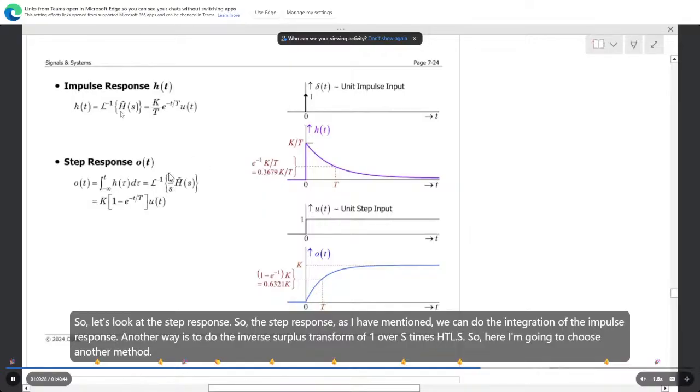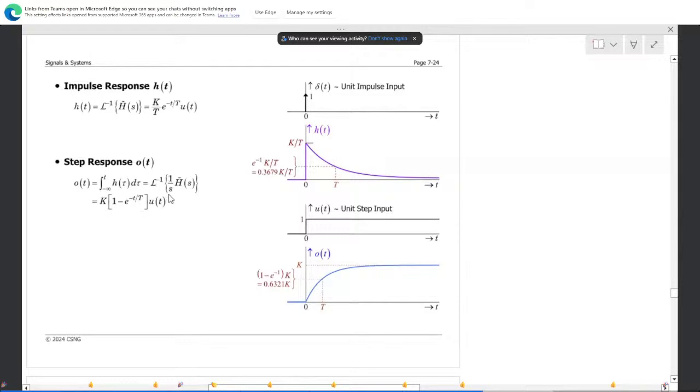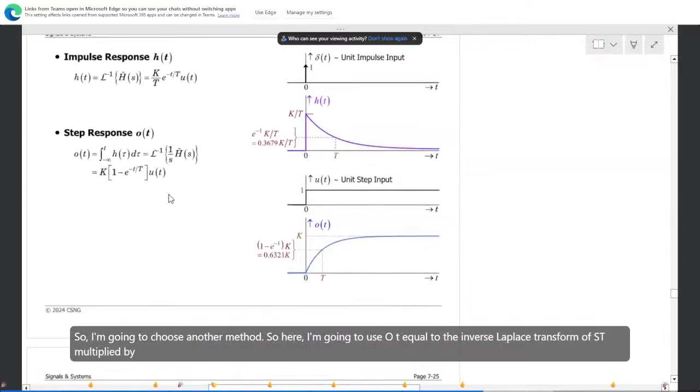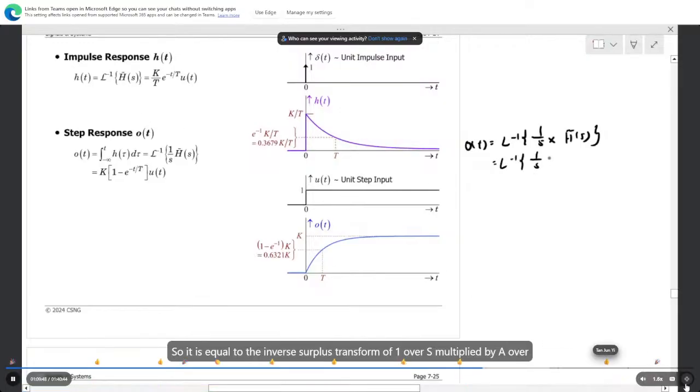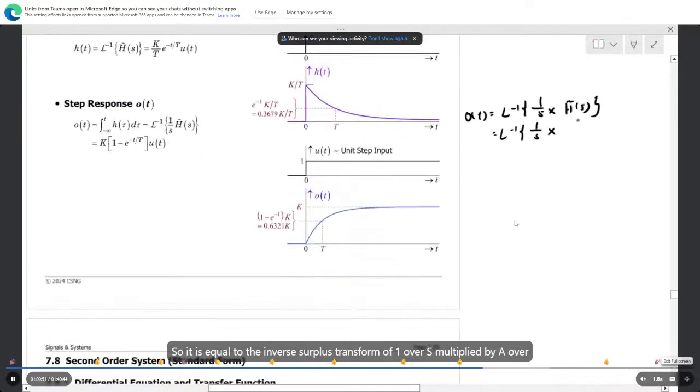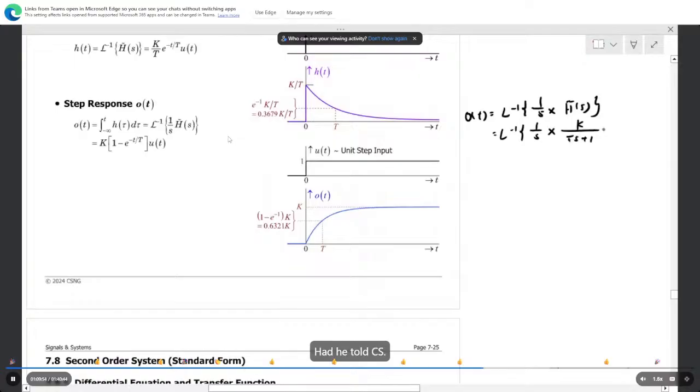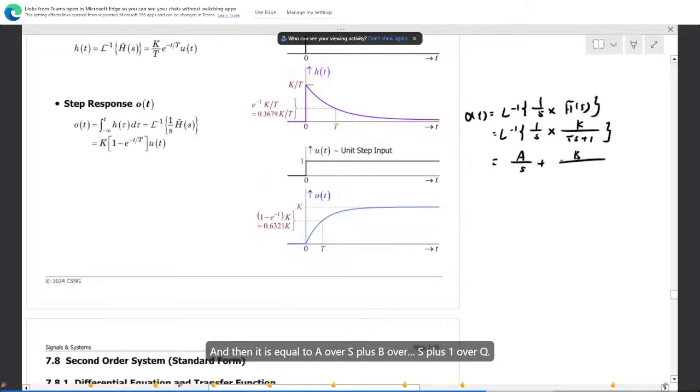So here I'm going to choose another method. I'm going to use the step response equal to the inverse Laplace transform of 1 over s multiplied by H tilde s. So it is equal to the inverse Laplace transform of 1 over s multiplied by A over capital Ts plus 1. And then it is equal to A over s plus B over s plus 1 over T.